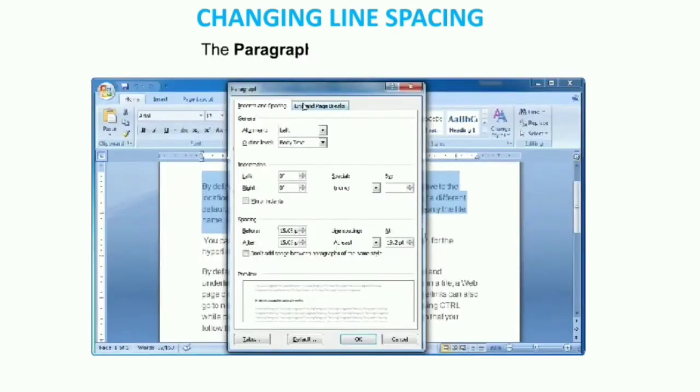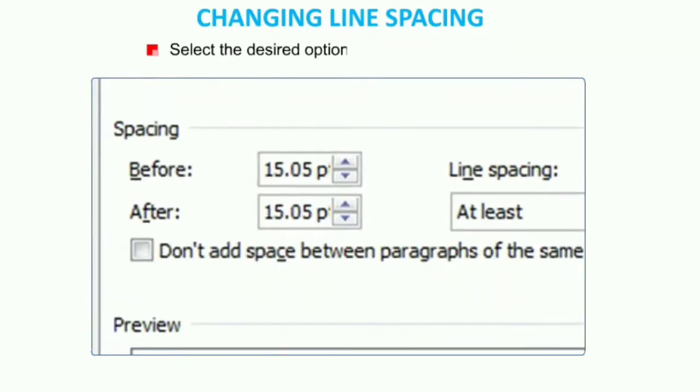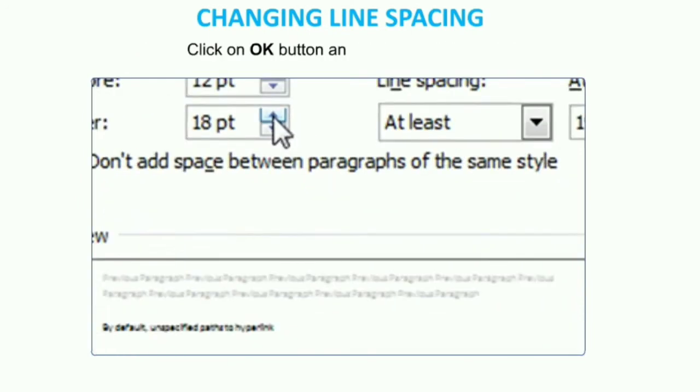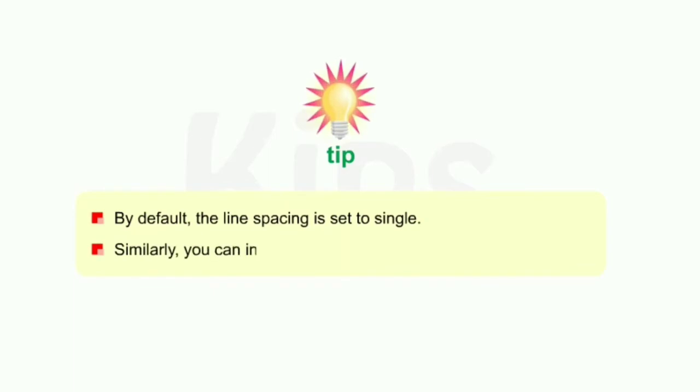The Paragraph dialog box will appear. Select the desired options under the Spacing section. Click on the OK button and notice the change. Note, by default the line spacing is set to single. Similarly, you can increase or decrease the paragraph spacing.